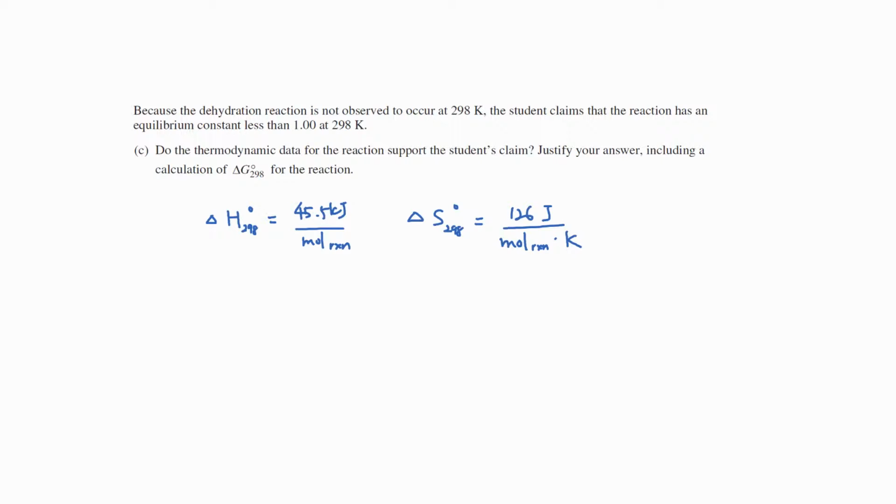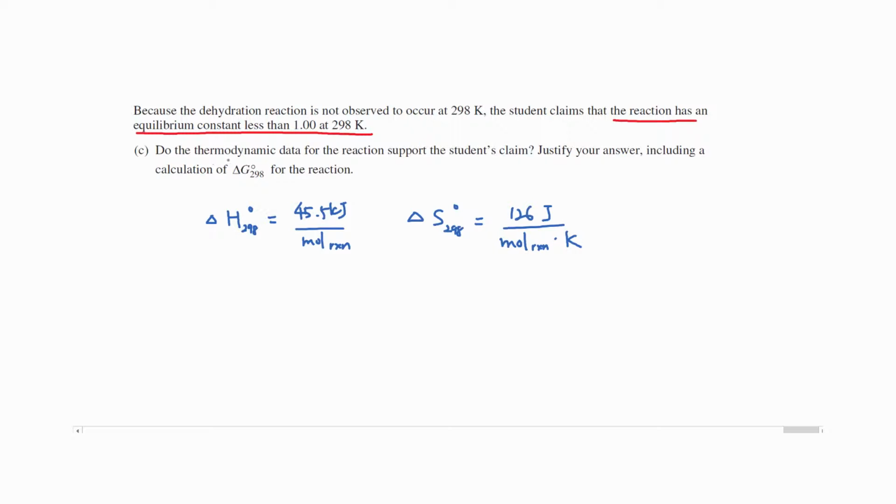Part C. Because the dehydration reaction is not observed to occur at 298 Kelvin, the student claims that the reaction has an equilibrium constant less than 1.00 at 298 Kelvin. So I'm going to underline the student's claim.